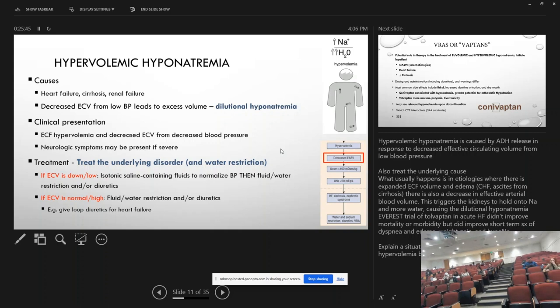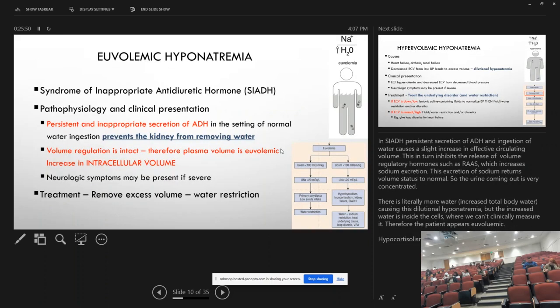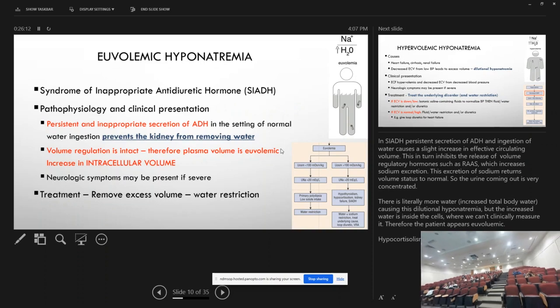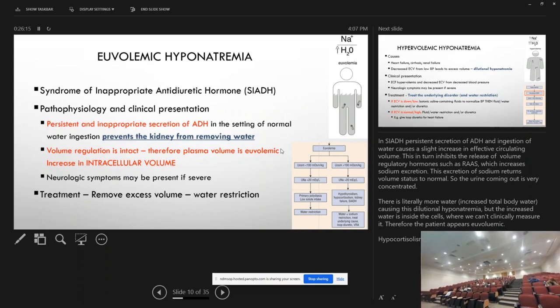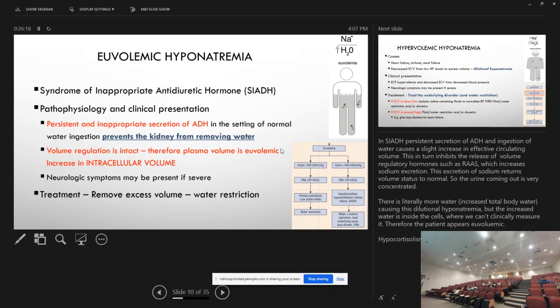Yep. When euvolemic, with excess water, why, when euvolemic, is there a balance? So in euvolemic, there's more of an increase in intracellular volume generally because it's euvolemic, right? So what we're measuring in our assessment of volume status is really the intravascular volume. That's what we're calling euvolemic because that's what we can assess, right? We can't assess the intracellular volume. So in these patients, the volume is more intracellular, but intravascular is normal.